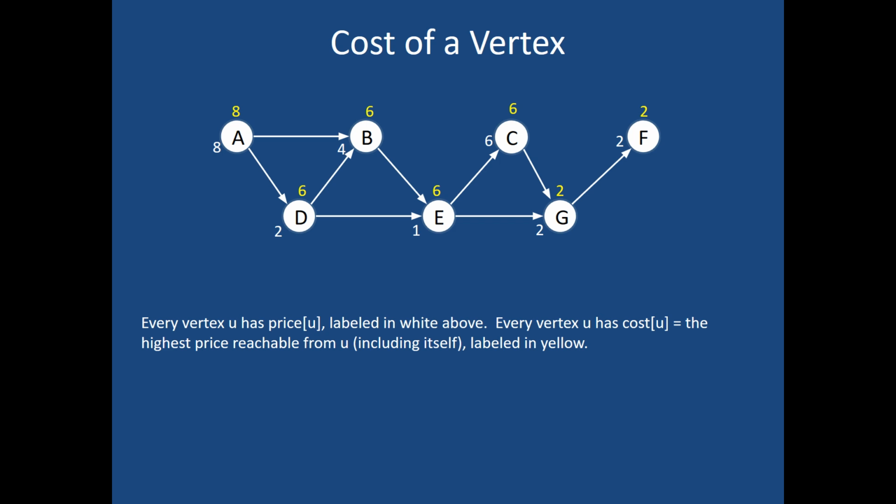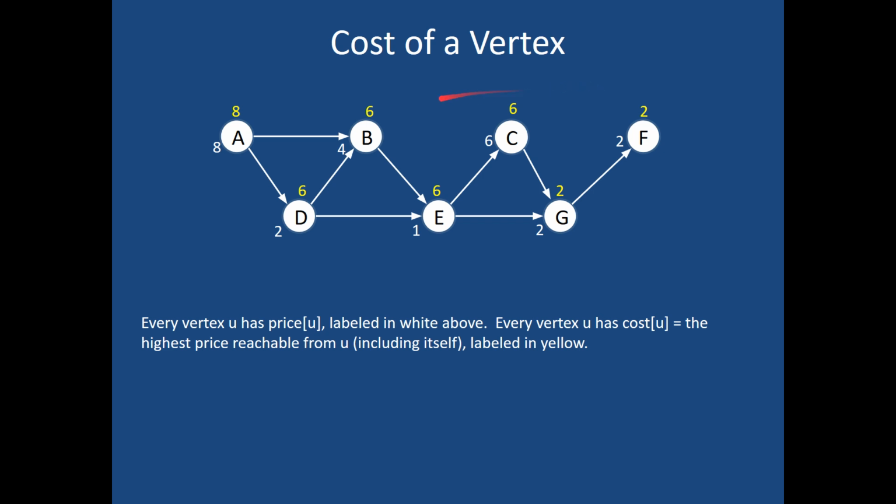So the price of A is 8, and the price of B is 4, and the price of E is 1. And every vertex has a cost that you have to compute. And the cost is the highest price of a vertex reachable from you. So I've already pre-computed the yellow costs. Why is the cost of F 2 here, this yellow 2, given that definition right there? F is a sink. Why is the cost of a sink the same as its price? Yeah. Because it can't reach anywhere else. Right, there's nothing reachable from it except itself. So its cost has to be its price.